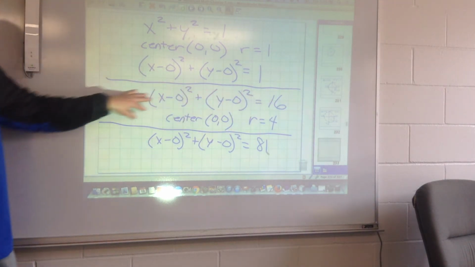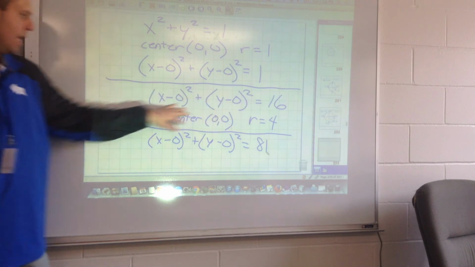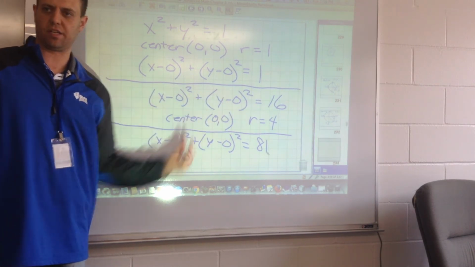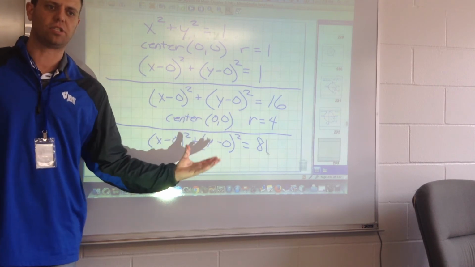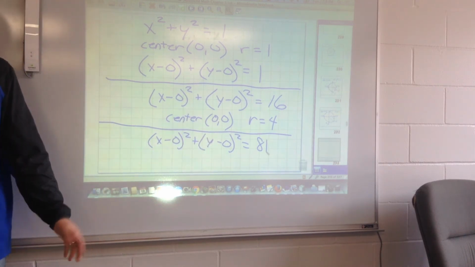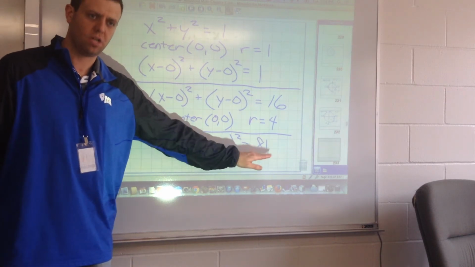When I asked a couple seconds ago, do you have any questions on this one? How can you not notice that the center would still be at 0, 0? I haven't changed anything there. The center is still at 0, 0, right? Okay, what's my radius though? 9. So my center would be at 0, 0. My radius would be 9.